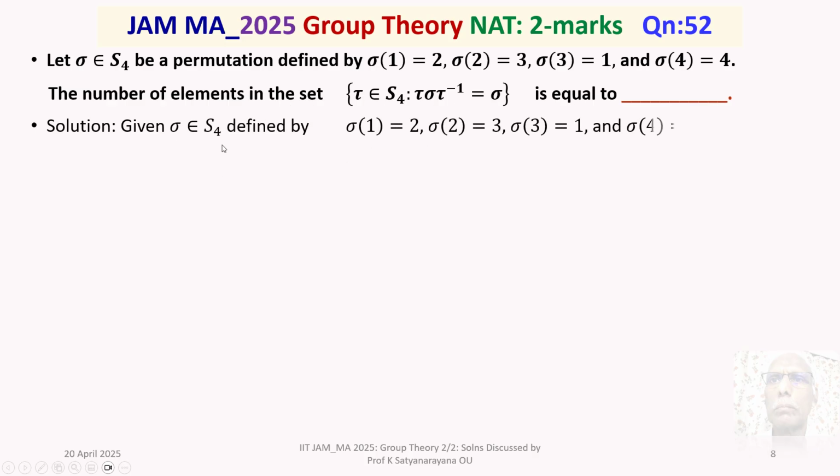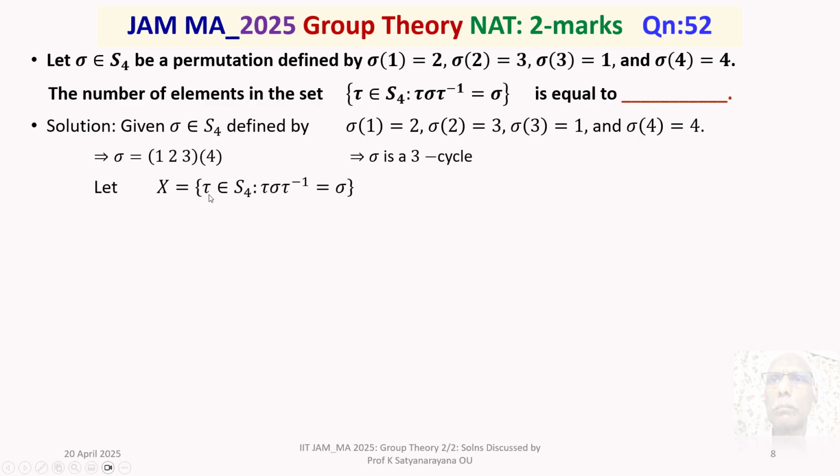We are given sigma belonging to S4 defined by sigma of 1 is 2, sigma of 2 is 3, sigma of 3 is 1. That means 1 is mapped to 2, 2 is mapped to 3, 3 is mapped back to 1, and 4 is fixed. So sigma is the cycle (1 2 3), fixing 4. So what is this? Sigma is a 3 cycle.